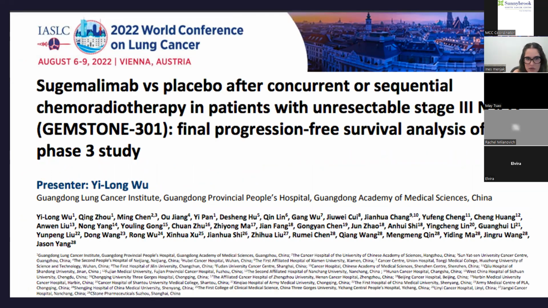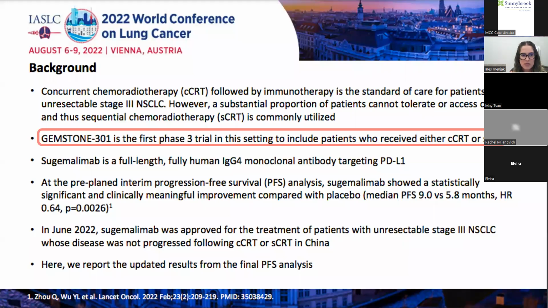The next study, GEMSTONE-301, also for this subgroup of patients with unresectable stage 3 non-small cell lung cancer, evaluated sugemalimab over placebo after concurrent and also sequential chemoradiation. GEMSTONE is a Chinese trial which was published at the beginning of this year and demonstrated a significant benefit in disease-free survival for patients who received sugemalimab. In this presentation, they show the final analysis of PFS in GEMSTONE-301.